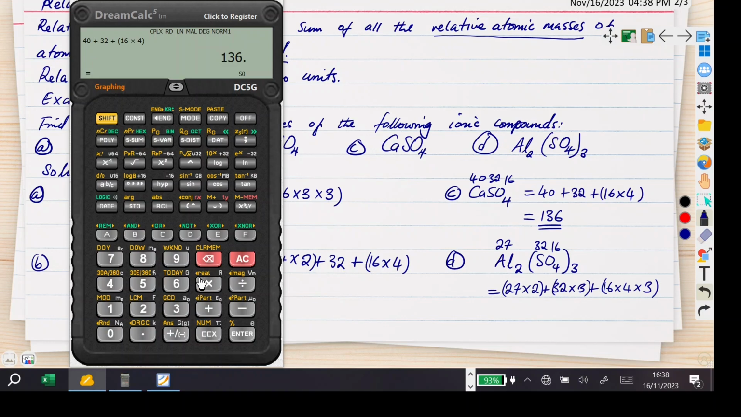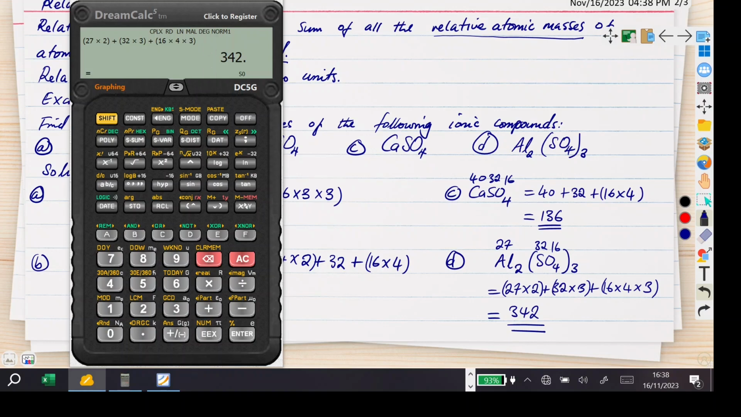Then you begin evaluating on your calculator. You say open brackets 27 times 2 close brackets, then plus open brackets 32 times 3, you close the brackets, then plus open brackets 16 times 4 times 3, you close the brackets. So 27 times 2, 32 times 3, 16 times 4 times 3. Then you say equals, you see it is equal to 342 grams. So this will be the answer.